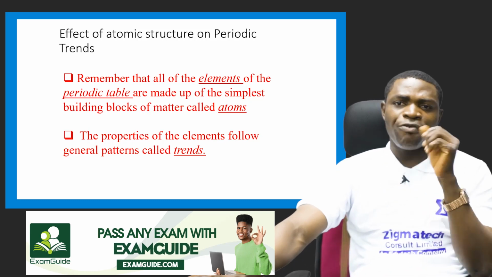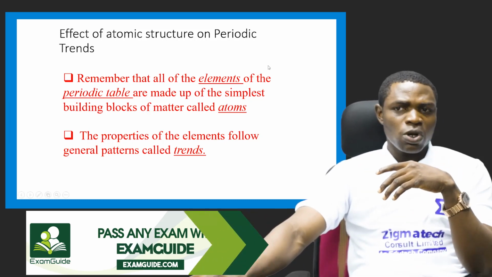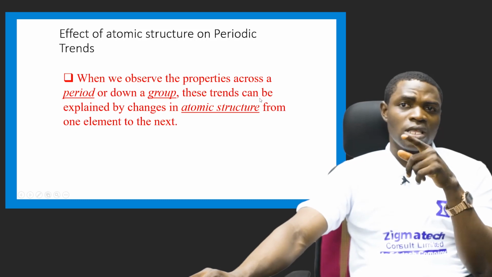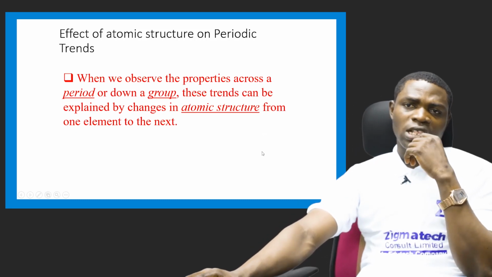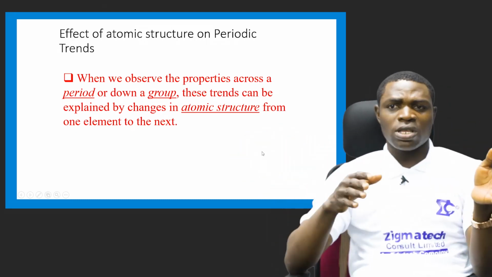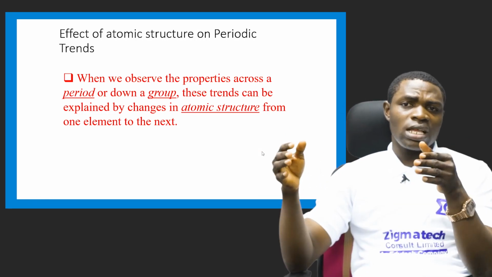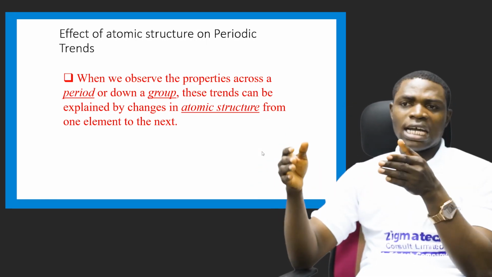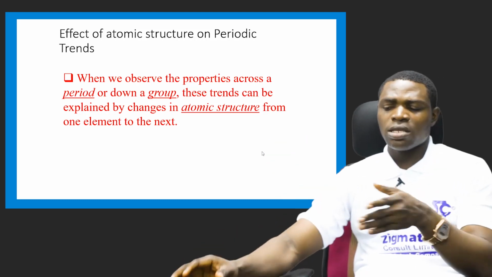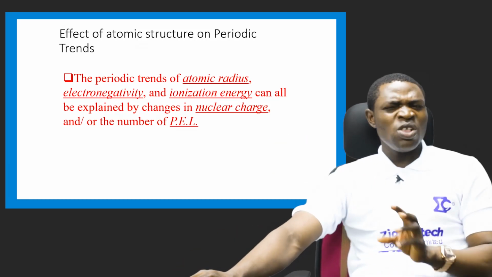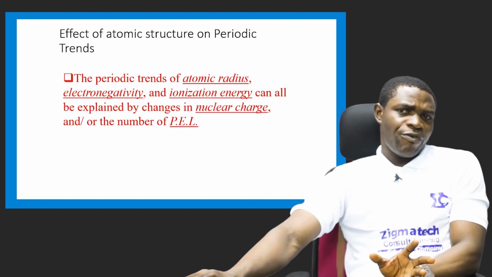So the properties of elements follow a general pattern, which we call a trend, and that trend is what we have been looking at from the beginning of this lesson. When we observe the property across the period and down the group, this trend can be explained by the change in the atomic structure from one element to the next. So, looking at the effects further.